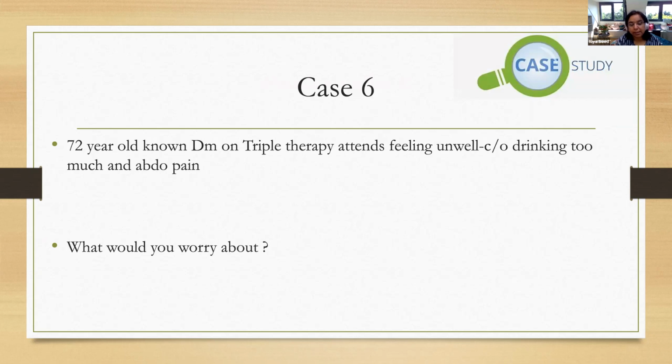Okay, so this is case 6. You've got a 72-year-old who's a known diabetic on triple therapy. When I say on triple therapy, he's on 3 different medications for diabetes. He comes in saying that he's not really feeling well, he's drinking too much, he's got tummy ache. What is it that you're worried about?